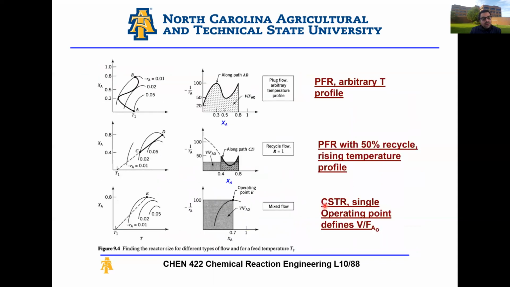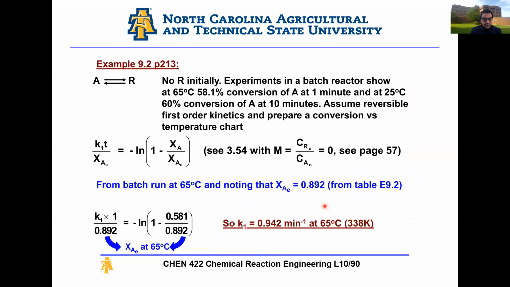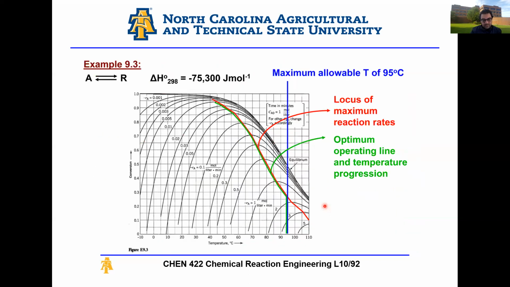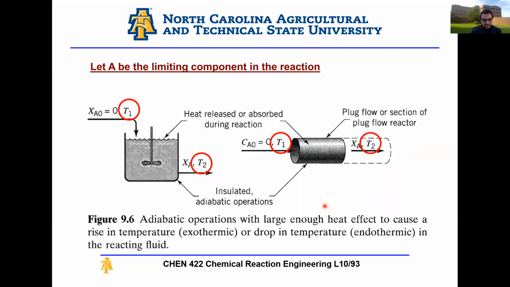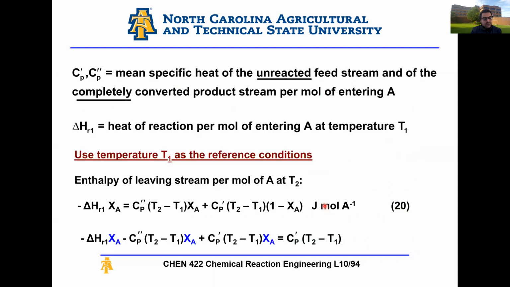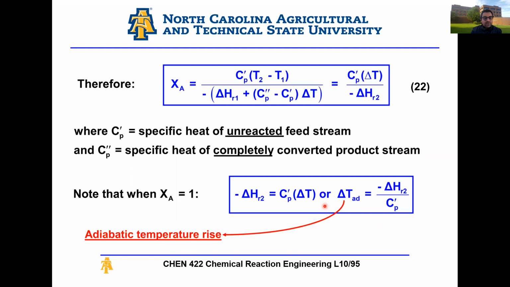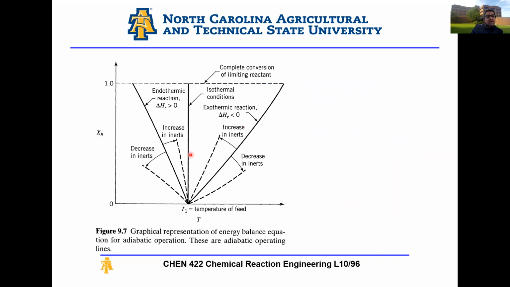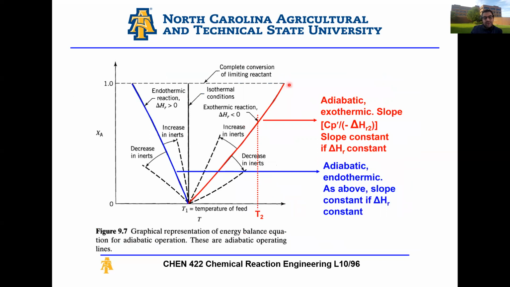And then we talked about the operating line and how to use the XA versus -1 over RA chart to guide your design or look at your operating lines. And we talked about the idea of isothermal, non-isothermal, exothermic, all this stuff. Just read these at your own time. And we introduced equations, conversion as a function of heat capacity, as a function of enthalpy. Just know them. And then you have also talked about this equation where you can operate adiabatically, adiabatic exothermic, adiabatic endothermic, decrease in inerts, increase in inerts, all of this stuff.